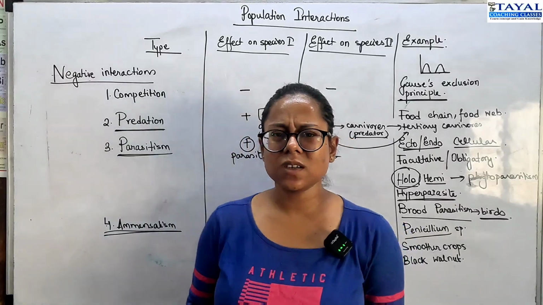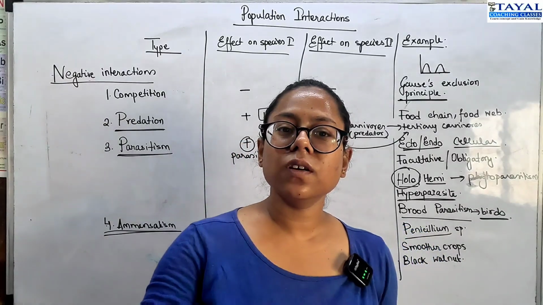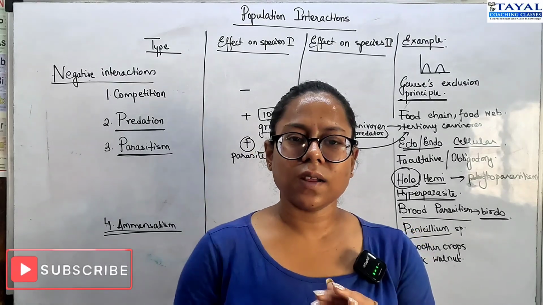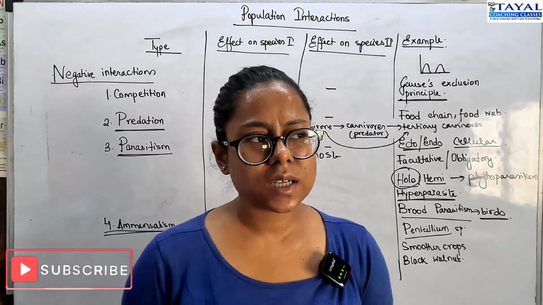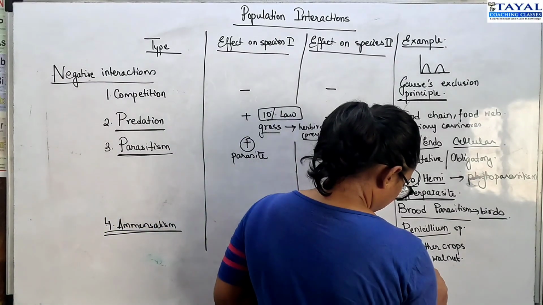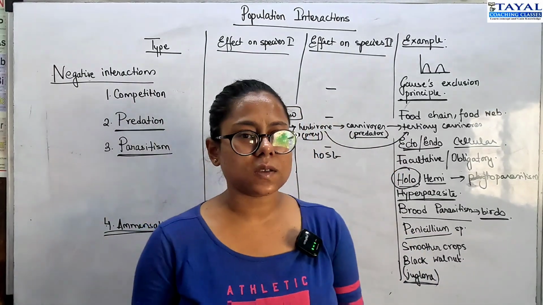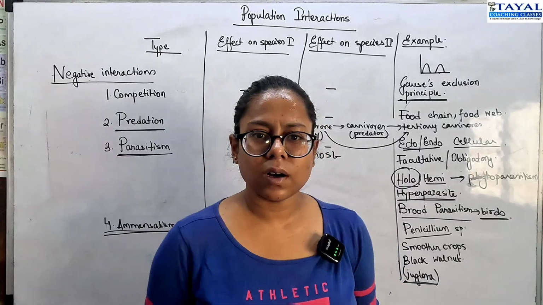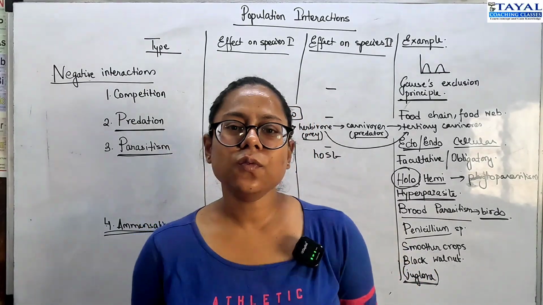Similarly, smother crops, certain crops like sunflower, are used because they prevent the growth of weeds. So that's a smother crop. It is an amensal to weeds. Similarly, black walnut releases a chemical known as juglone, which is toxic to many plants like apples and alfalfa, so they can't grow. So that is the concept of amensalism.